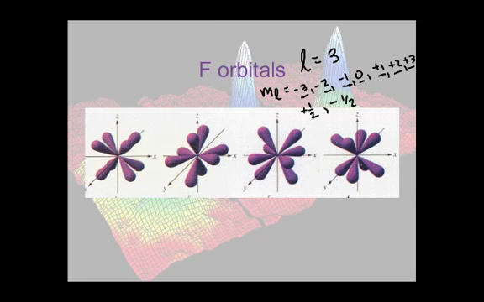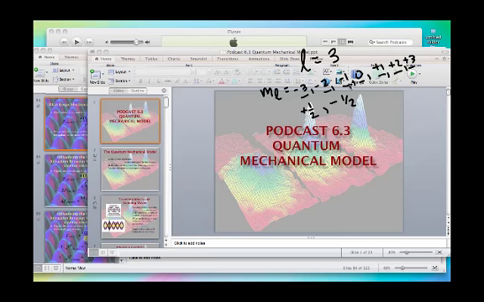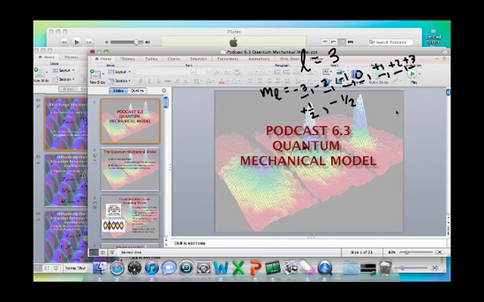That's the quantum mechanical model. So we're going to be using these quantum numbers to describe where the electron is. We're locating the electron like we'd locate your house. We use its address, and we find where it is, and that's it.